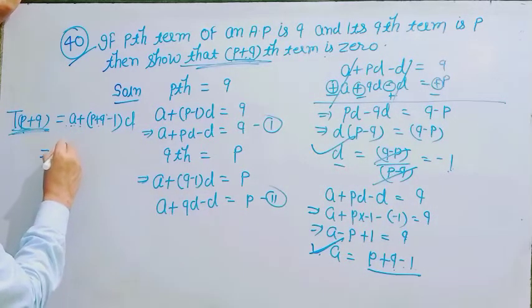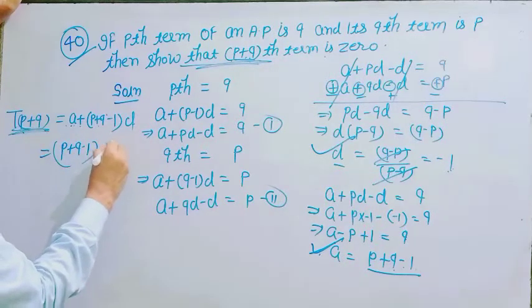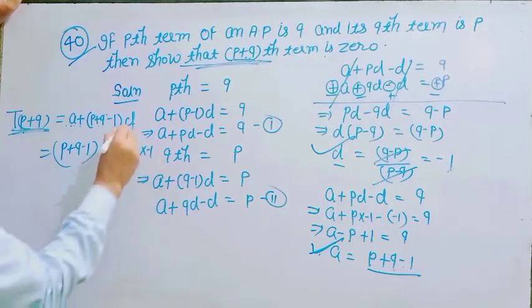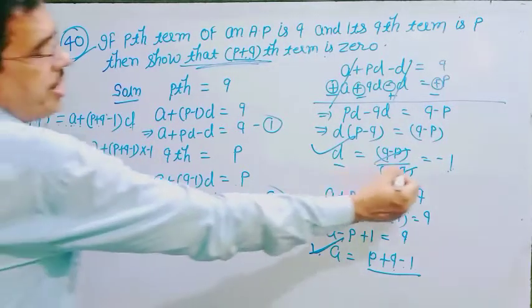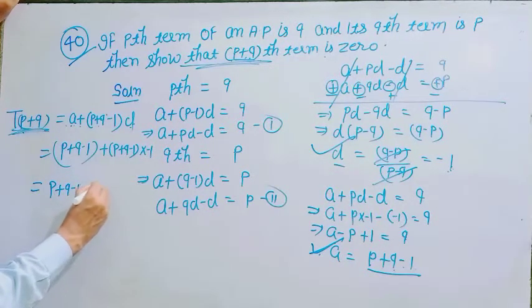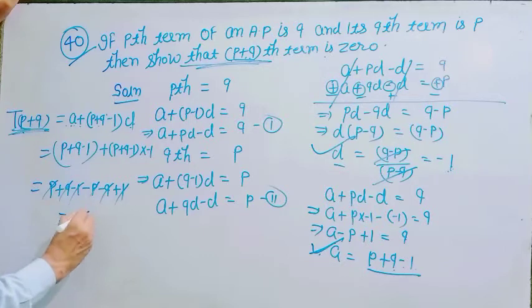A is P plus Q minus 1, and plus (P plus Q minus 1) into minus 1, because D is given as minus 1. So what is solved here? Here is P plus Q minus 1 minus P minus Q plus 1. Then 1 cancels, Q cancels, P cancels, that is 0. Then it is clear the (P plus Q)th term is 0.